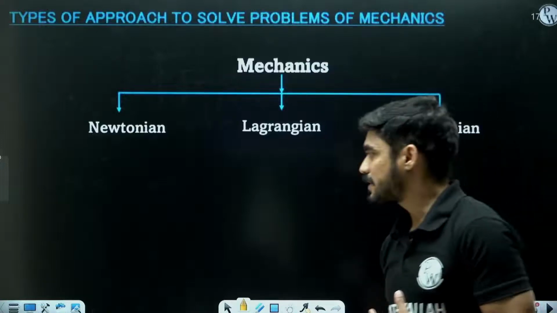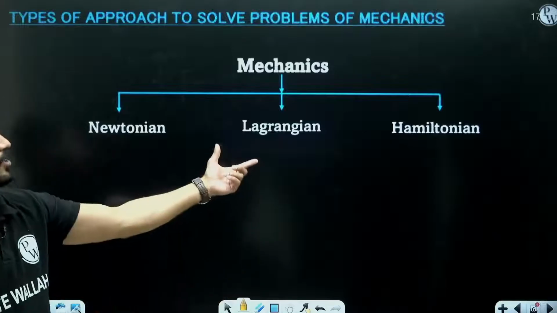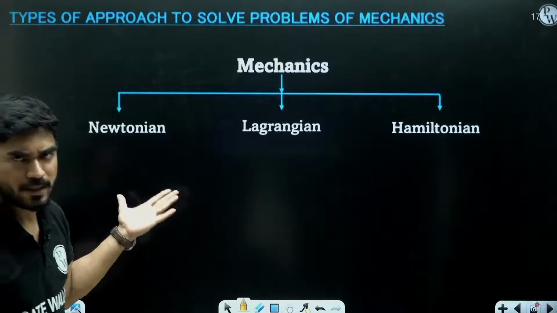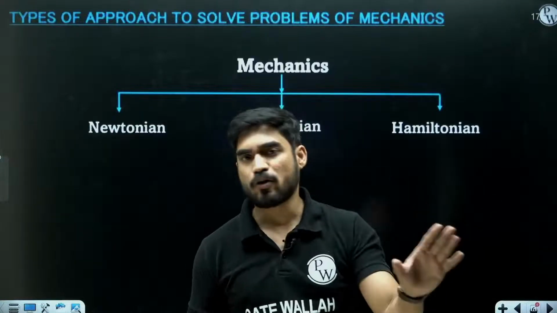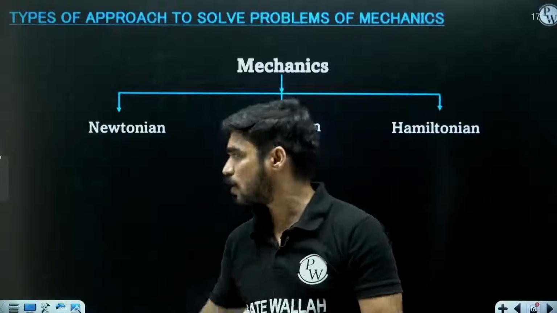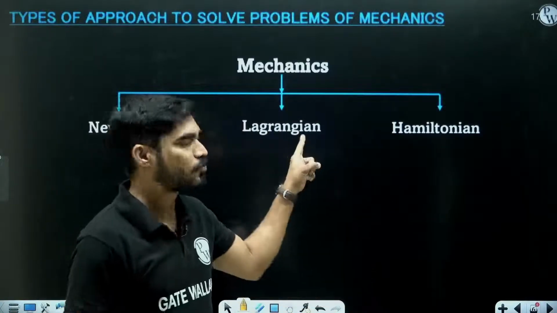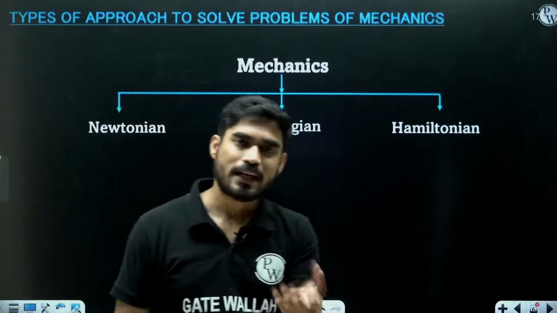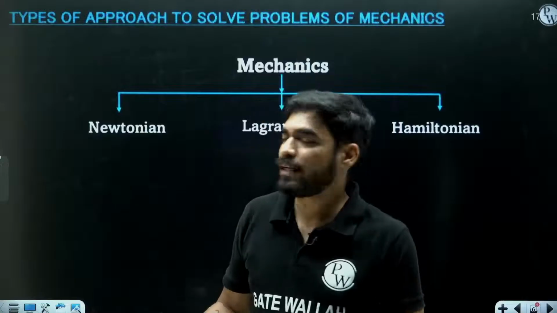Now you will say, sir, what is the need of using Lagrangian mechanics when we already have Newtonian mechanics? We have solved a lot of problems throughout engineering mechanics. What we have learned till now was all Newtonian mechanics. This is the only chapter where we are going to use Lagrangian mechanics. Then why do we need this method?